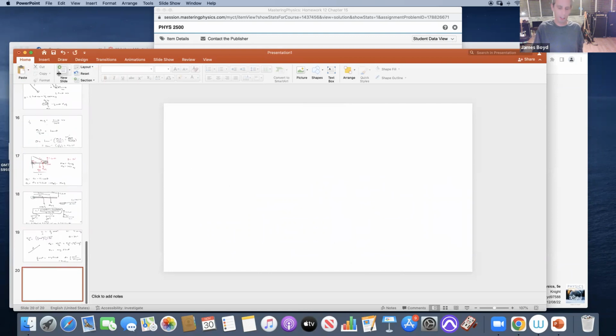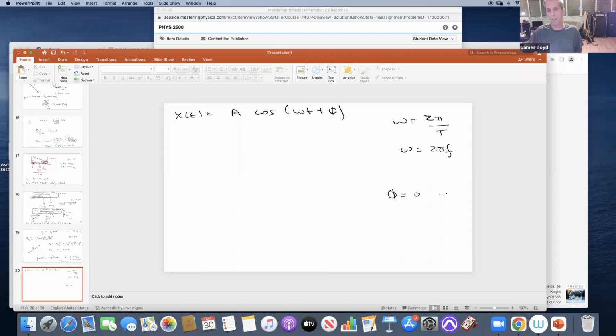for the oscillation parts, you need to remember that x of t is A cos of omega t plus phi. And there's a few rules about this. Omega is 2 pi over T. Omega is also 2 pi times f, because f is 1 over T. Phi is 0 if x when t is equal to 0 is A, and it's pi if x when t is equal to 0 is negative A, and phi is pi half if x when t is equal to 0 is 0. So basically how it starts.